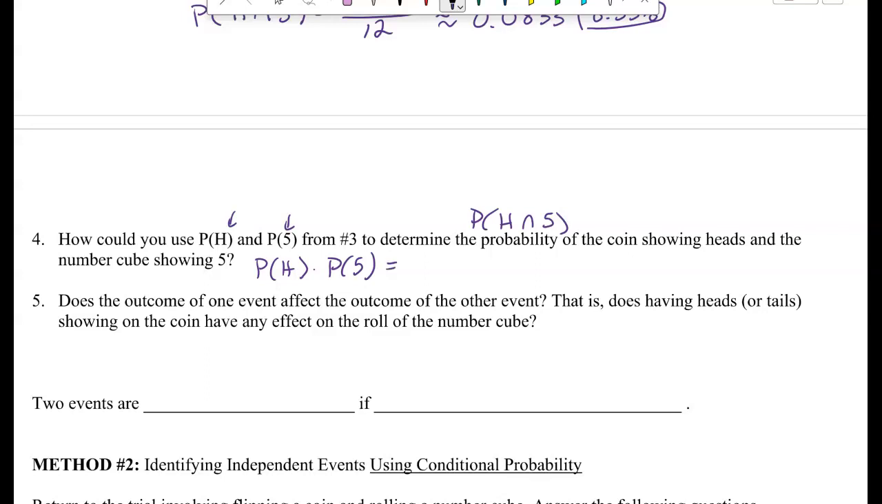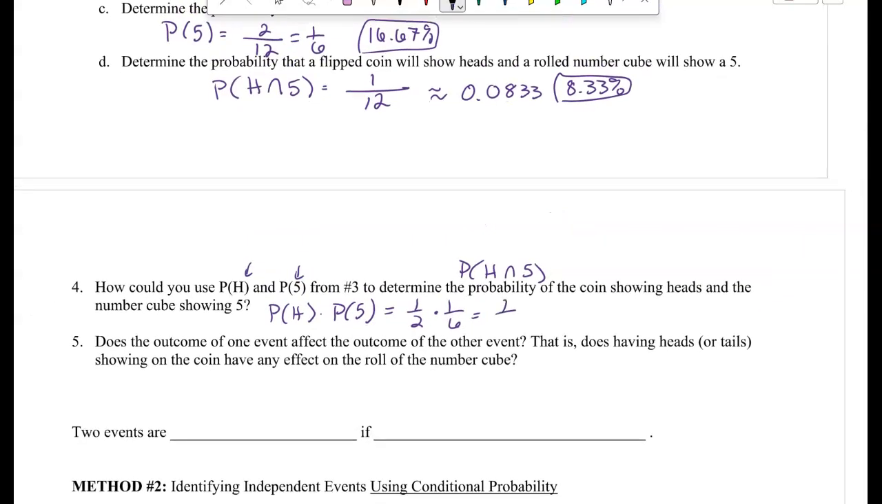Guys, look what happened. What's the probability of heads? That's 1/2. What's the probability of rolling a 5? 1/6, right? Isn't that what we got? Yep. What did those multiply together to be? Which was the probability of heads and 5.